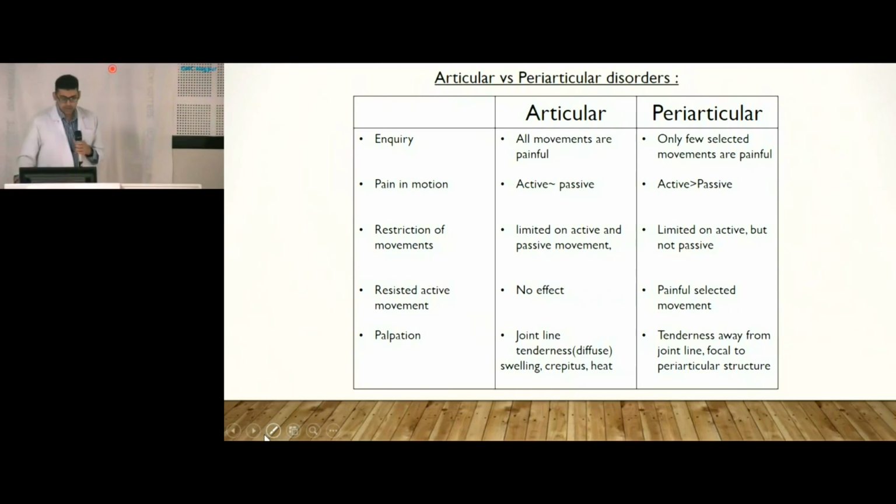Restriction of movements would be limited in active as well as passive movement in patients with articular involvement, while it won't be there in that peculiar way in the periarticular one.